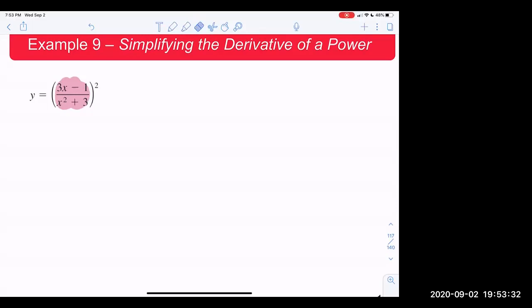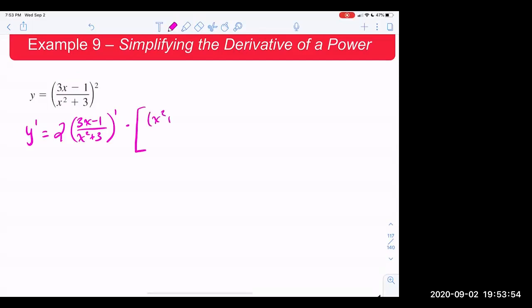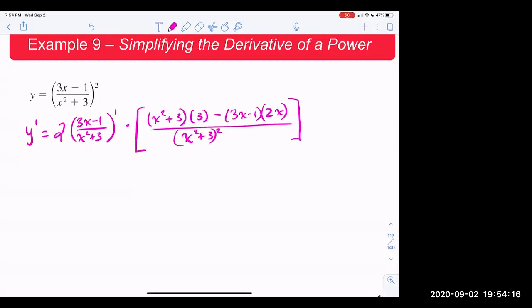So here we go. Y prime is going to be 2 times stuff to the first power, right? Times the dip. Okay. Low, d high. What's the derivative of 3x minus 1? 3. Minus high, d low. What's the derivative of x cubed plus 3? It's 2x. Over low squared. Okay?